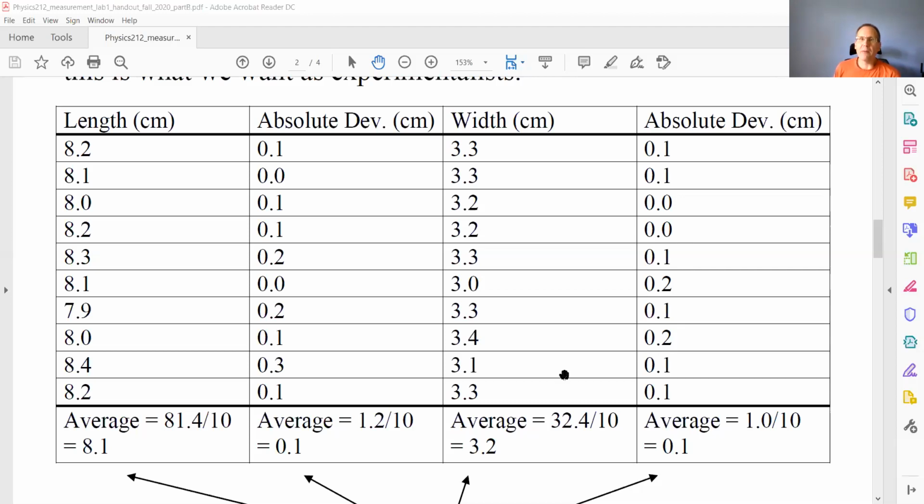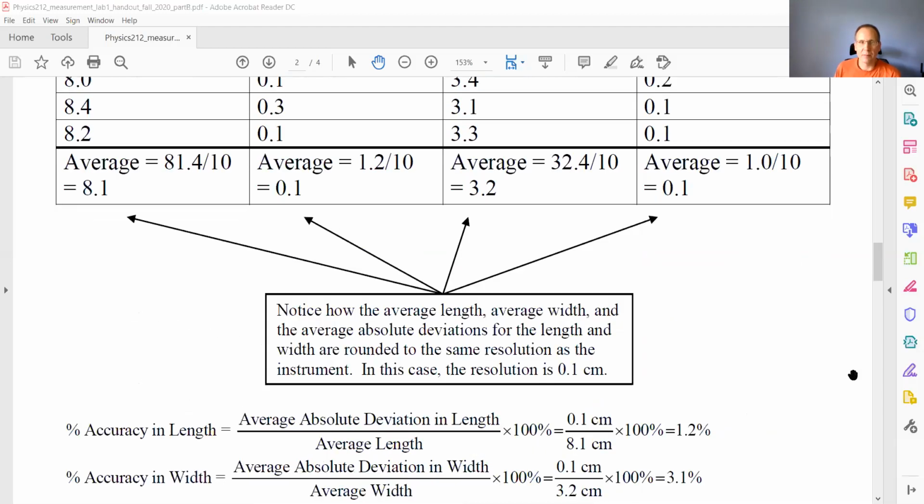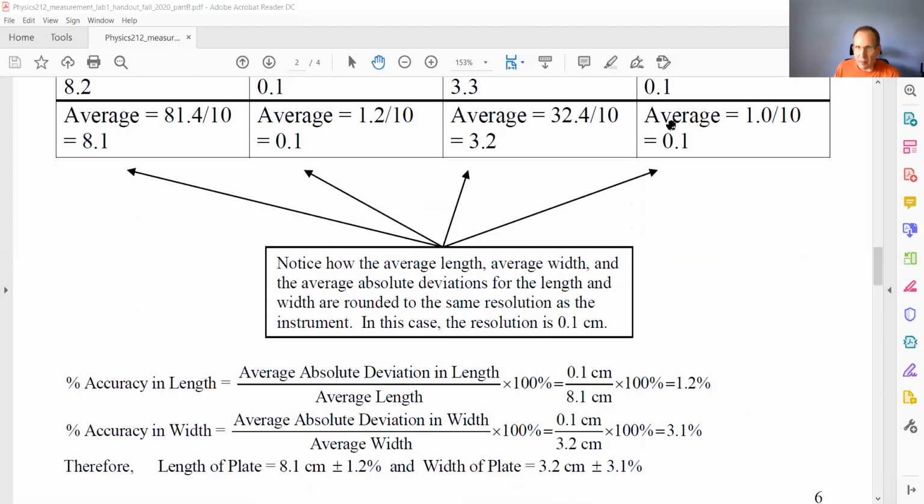And then finally, how do I find the percent experimental accuracy for width? I would take the 0.1 and divide by my average width, 3.2, times 100. So that's done here. Remember, it's always the average absolute deviation, so 0.1, divided by your average value, in this case, your average width, times 100. And that gives me 3.1%.